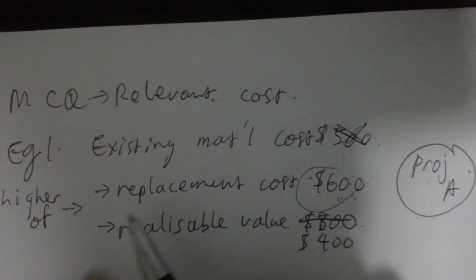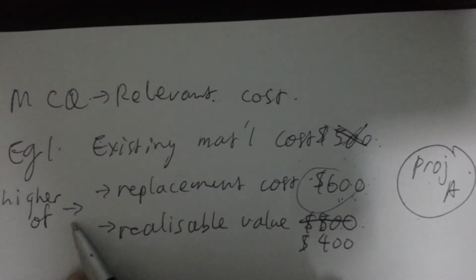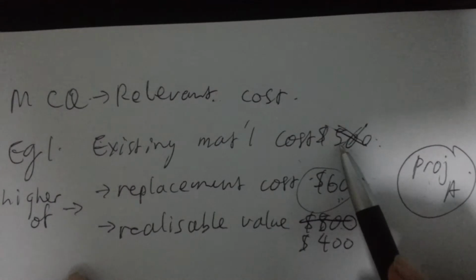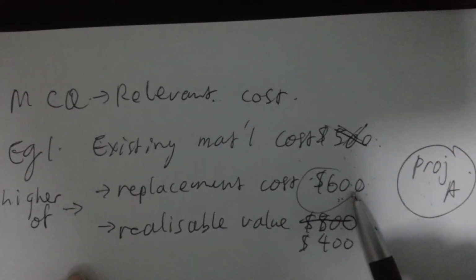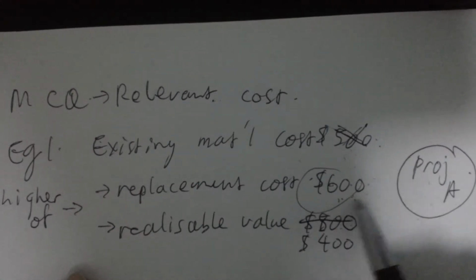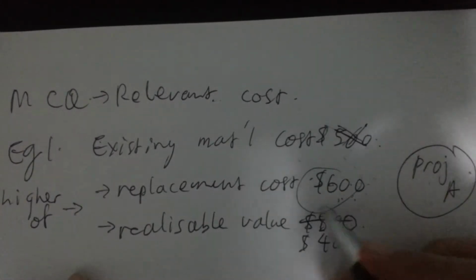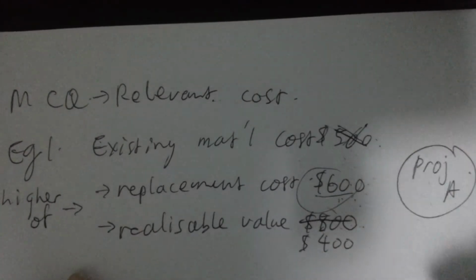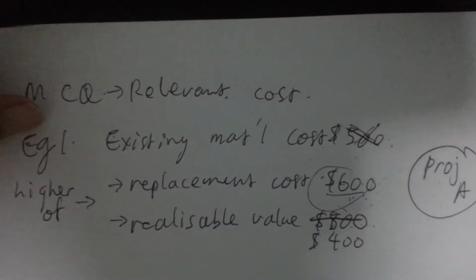600. Remember, the rule is higher of. And you remember still, the 500 is not relevant at all. Okay? So 600 is still the relevant cost to charge the customer for project A. Okay? Got it? Now, I'm going to come to my last example.